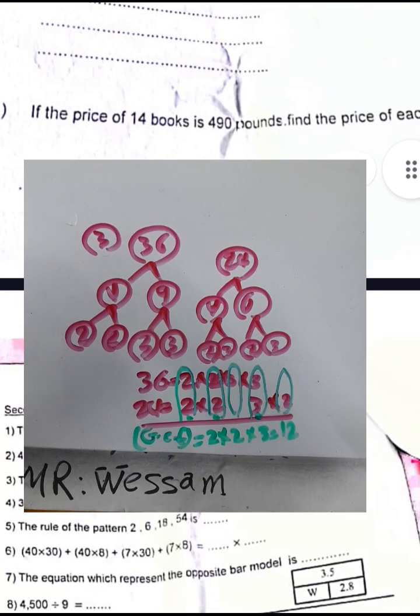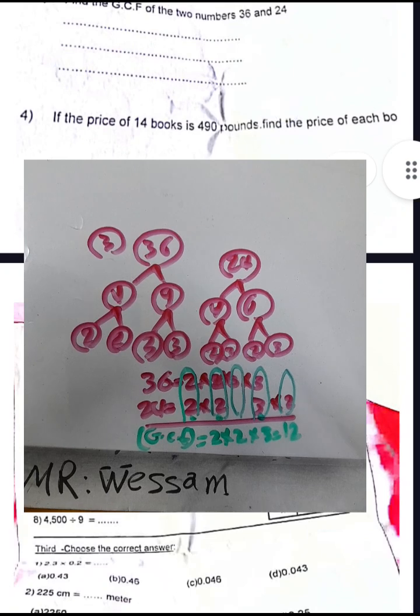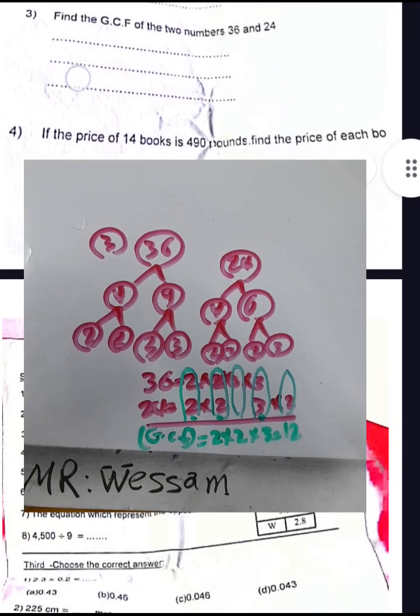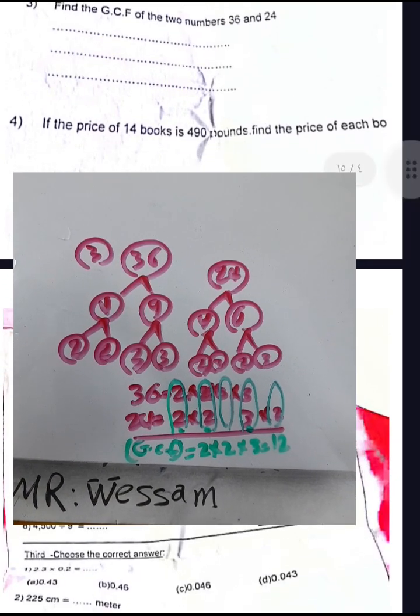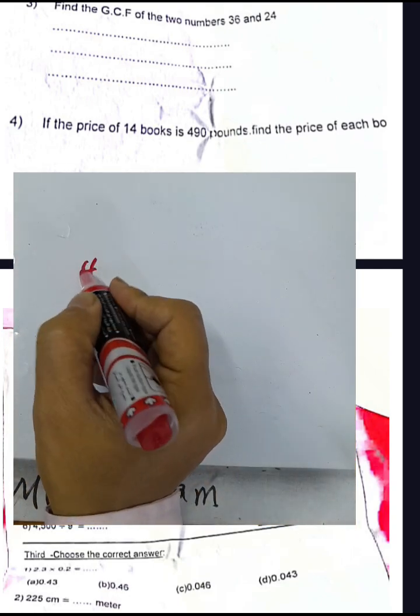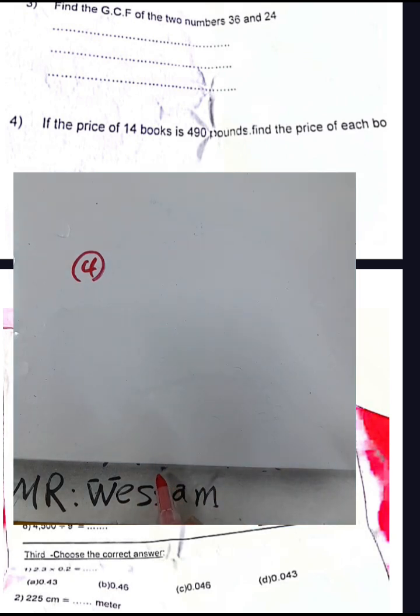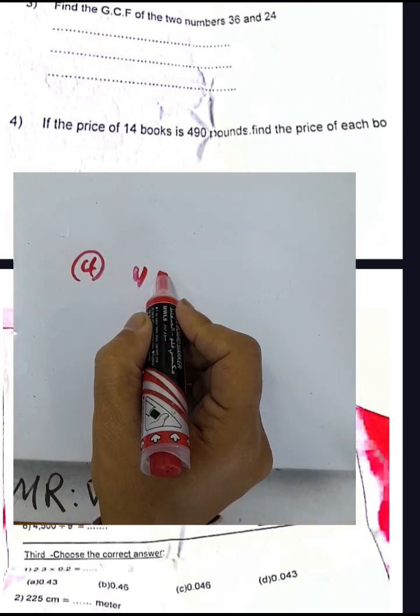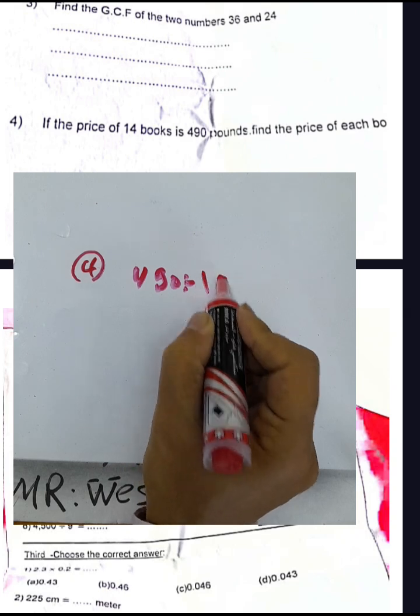Next question. If the price of 14 boxes is 490 pounds, find the price of each box. We can find the price of each one by dividing the two numbers. The price of each box will be equal to 490 divided by 14.